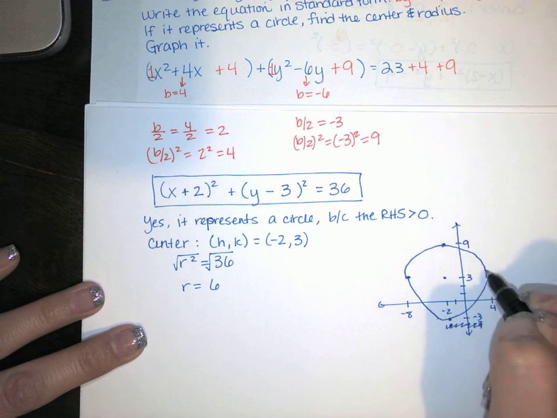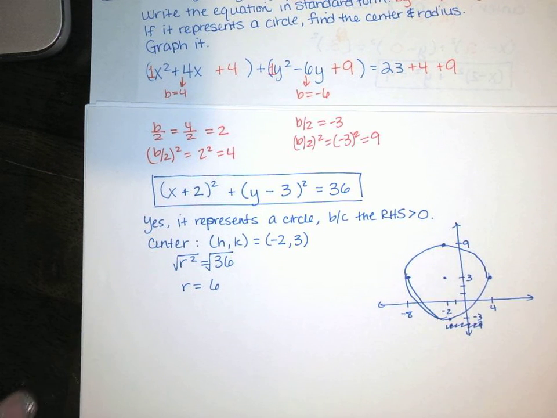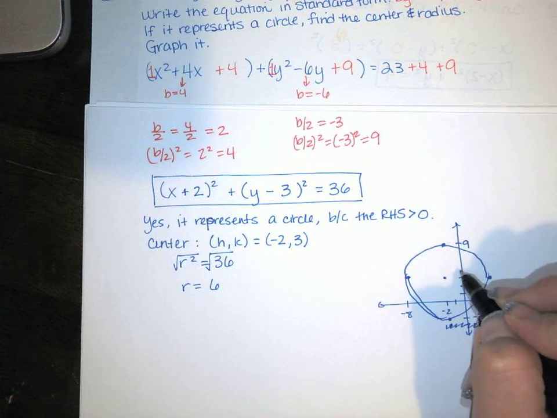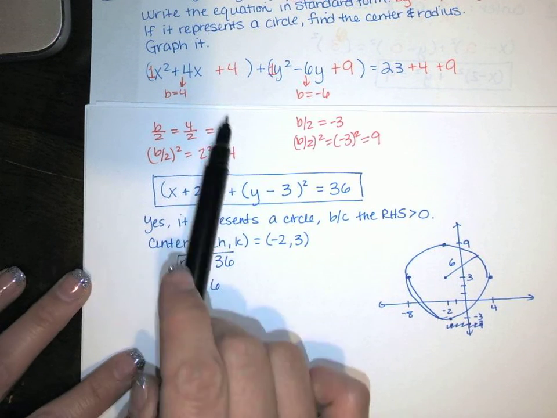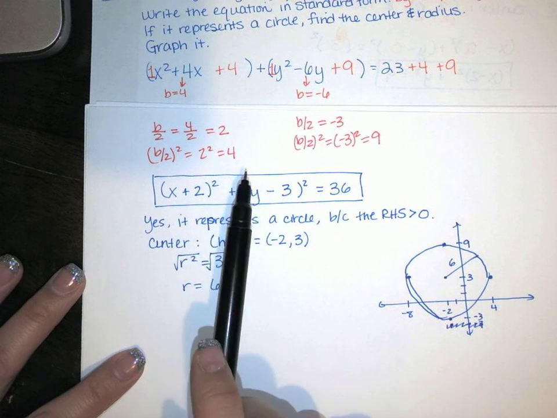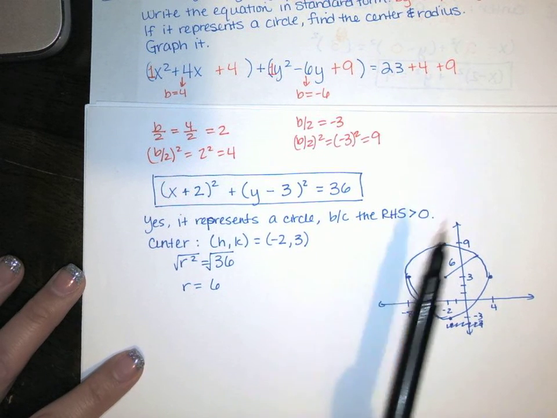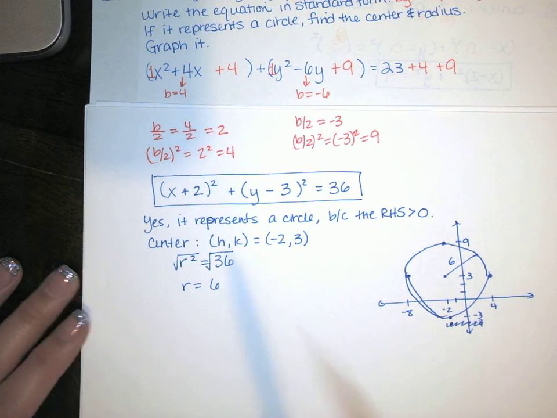Oh, it's such a bad circle. It's supposed to be a circle, guys. That's supposed to be a circle, and the radius is supposed to be 6. So that's the idea. You complete two squares, and then you simplify. And if the right-hand side is positive, it's a circle.